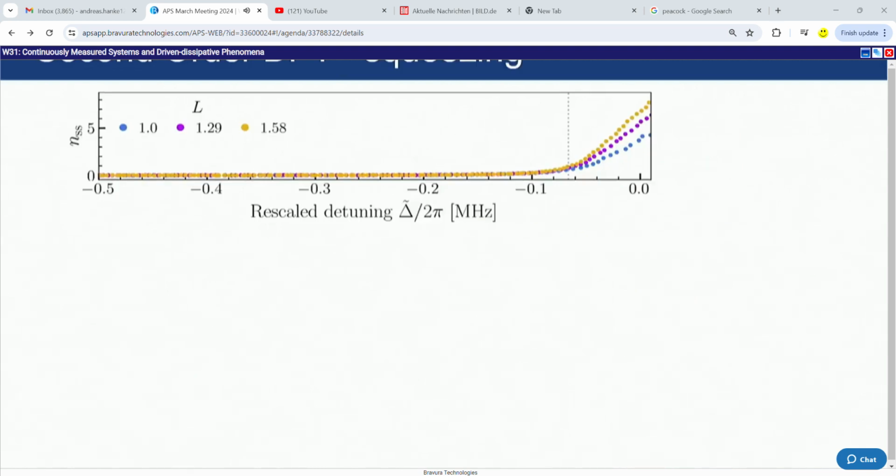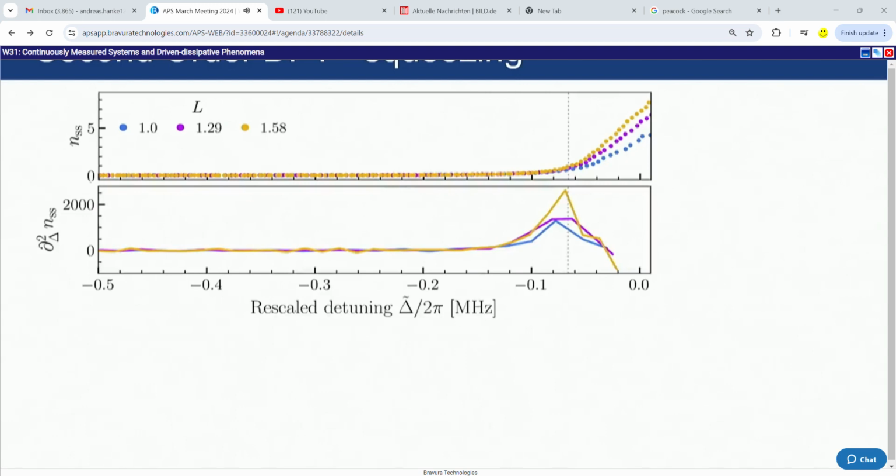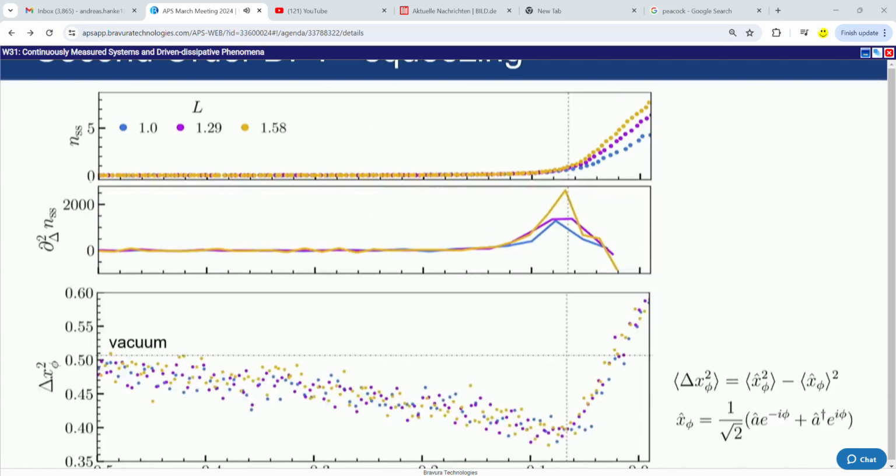So again, we went and looked at the measurement. This is the photon number as a function of the detuning close to the second order transition. And if we take the second derivative of this, we have a peak, which should coincide with this transition. And we can look at the squeezing as a function of the detuning. And we see that this peak, which corresponds to the second order phase transition, coincides exactly with the minimum of the squeezing. So we have squeezing at the critical point below vacuum.